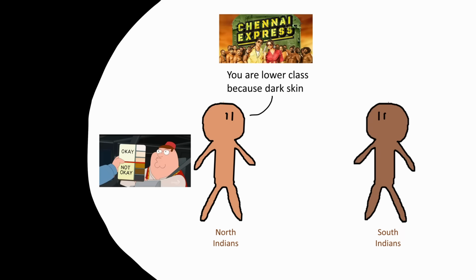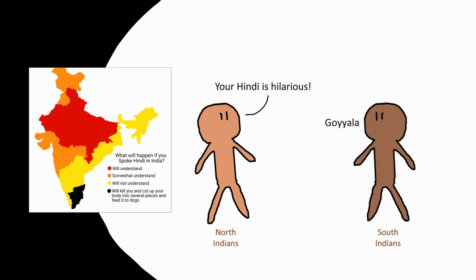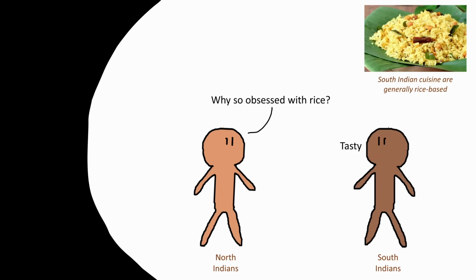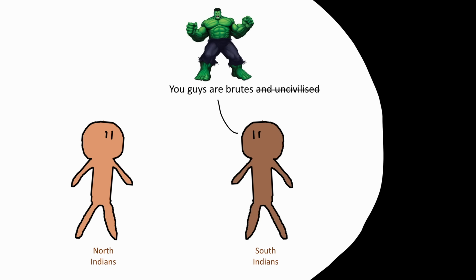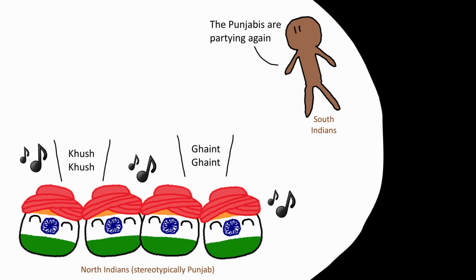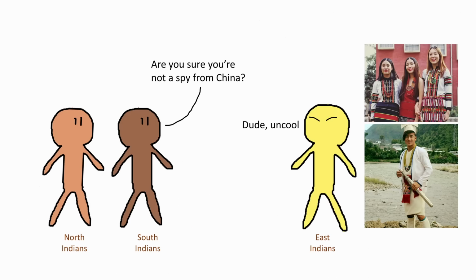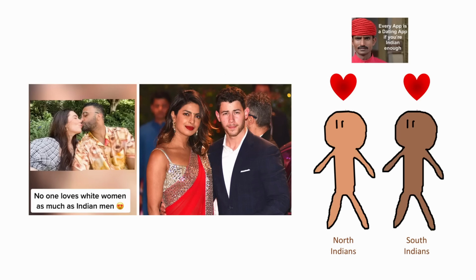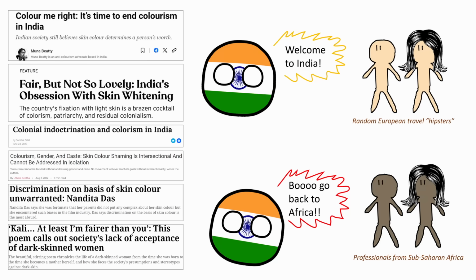North Indians reckon South Indians as lower-class dark skin who could not speak Hindi fluently, Alabama cousin-loving, and crazy about rice. South Indians reckon North Indians are brutes, crazy about chapati, and super loud. Both North and South Indians reckon eastern bits of India as basically Chinese people, and they generally love light-skinned foreigners, because light skin generally means good stuff in India.